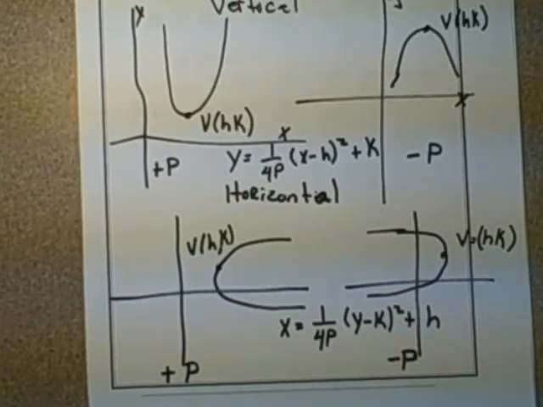So that summarizes generally the shapes of parabolas and the characteristics of parabolas. If I ask you questions like find all the characteristics of a parabola, we'll be looking for the axis of symmetry, the value of p, what the focus is, what the directrix is, and all those kinds of things.